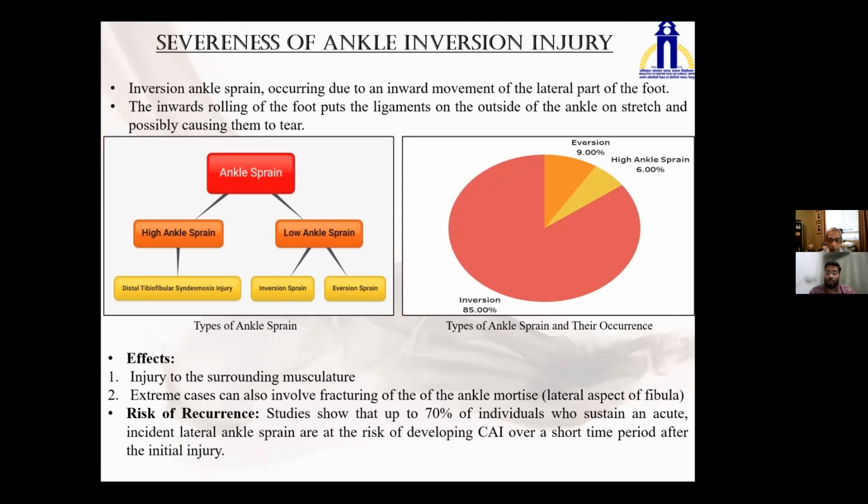Risk of occurrence: studies show that up to 70% of individuals who sustain an acute lateral ankle sprain are at risk of developing CAI over a short time period after the initial injury. We can also see several football players have stopped their careers due to this ankle sprain, and this is one of the major issues in football. And in the Indian scenario, we can consider this sprain can also occur in the kabaddi game, because there is a condition where some people try to stretch your leg by holding your ankle or holding the foot.